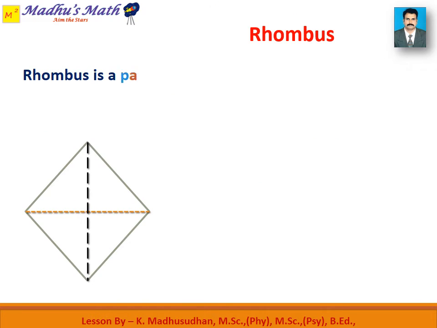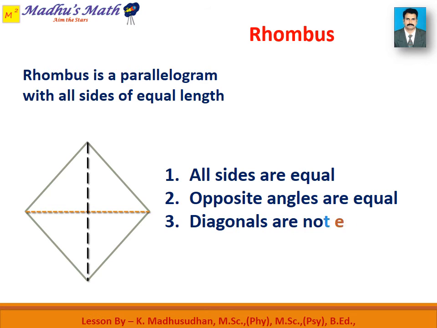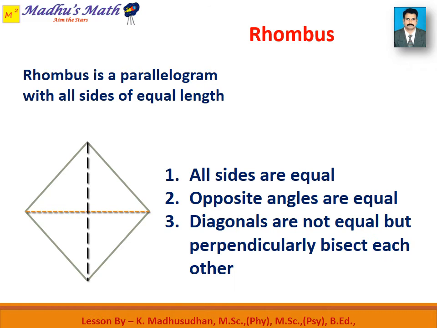The other type of quadrilateral is rhombus. A rhombus is also a parallelogram, but all the sides are of equal length. So we say that a rhombus has all sides equal, opposite angles are equal, but diagonals are not equal; they perpendicularly bisect each other. The angle between the two diagonals is always 90 degrees.